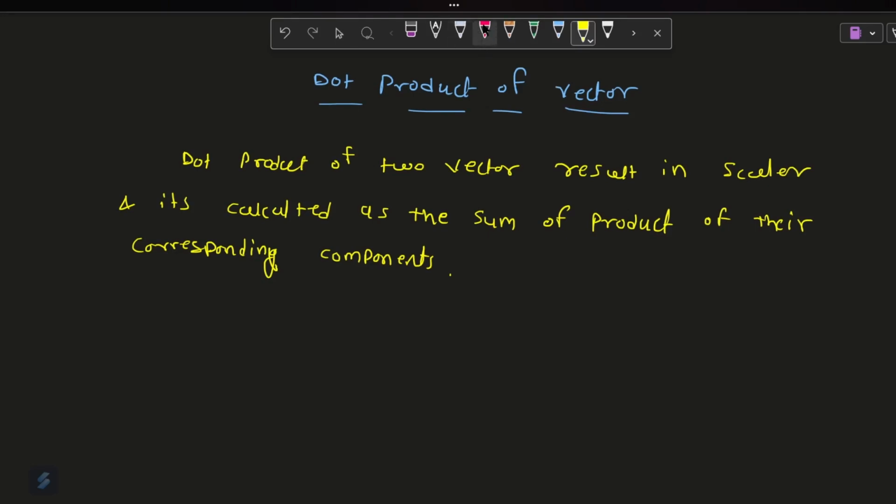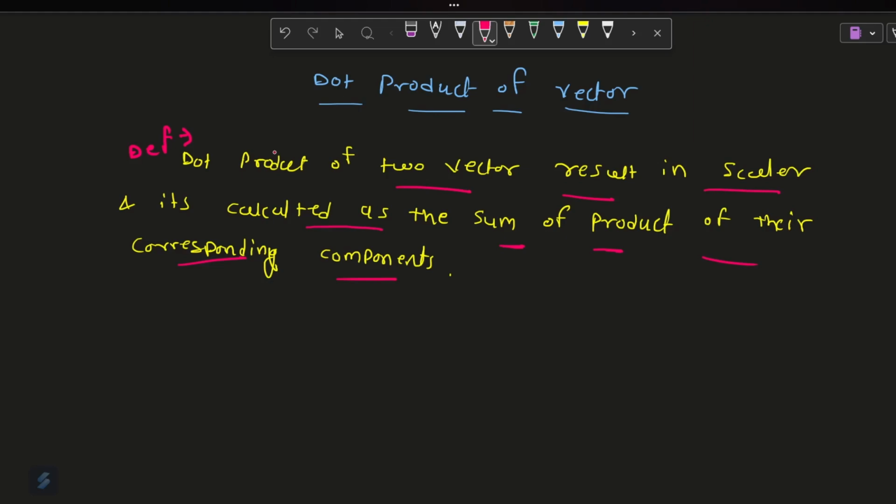When you talk about the definition, the definition is very simple. The dot product of two vectors results in a scalar, and it is calculated as the sum of the products of their corresponding components. What does corresponding element mean? In today's video, you will understand it.